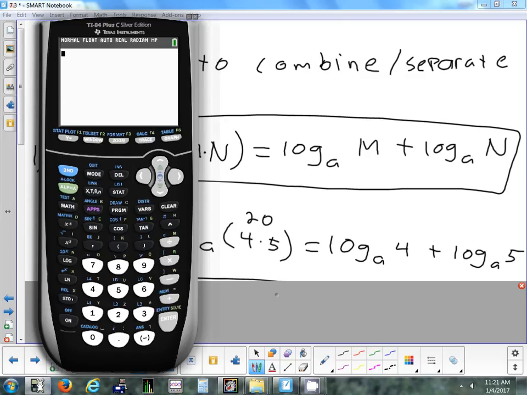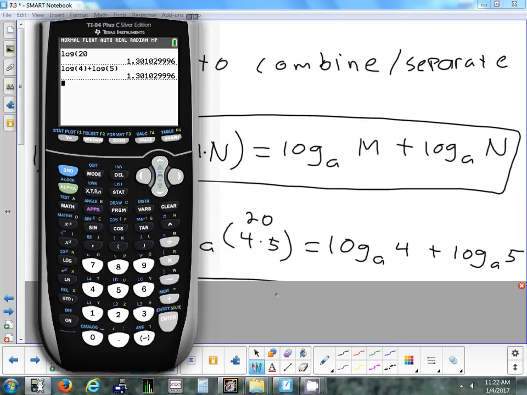Okay, so I'll type in log of 20. And then I'll type in log of 4 plus log of 5. Now I picked a specific base to use because it was easy. What base did I just use? 10. But I could use base 8. I could use any base I want, but 10 is the easiest one for me to show you.